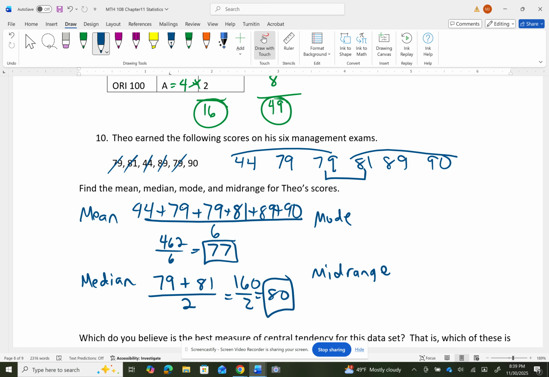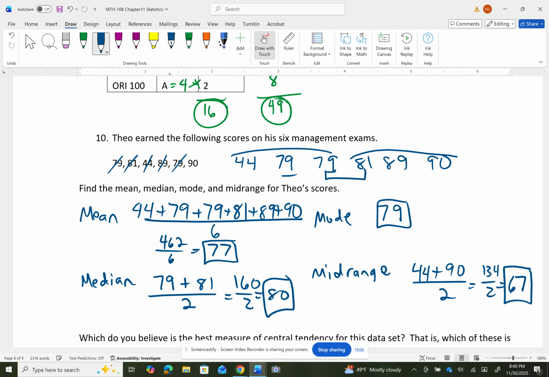And for the mode, that would be 79, since there are 2 79s, right, here and here. And then for the mid-range, you would take the lowest one and the highest one and add those, before you divide by 2. If you did that, you'd wind up with 134 over 2, which turns out to be 67.